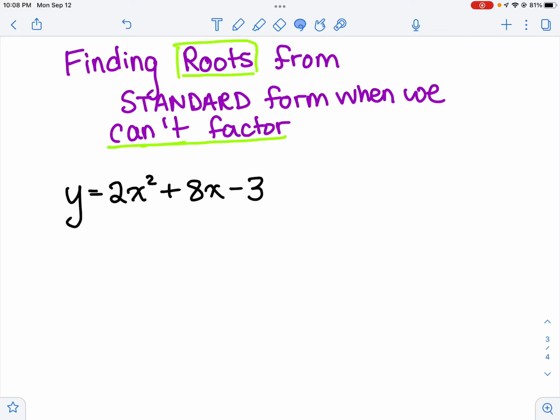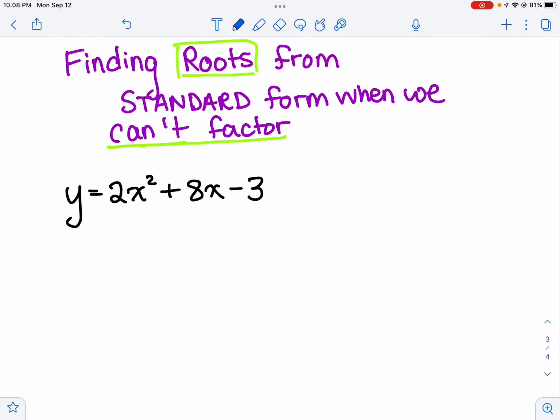Okay, here's how we can find the roots, also known as the x-intercepts, from standard form when we can't factor. Factoring is one way, using factored form to find the roots. But if we can't factor, then we can use the quadratic formula.